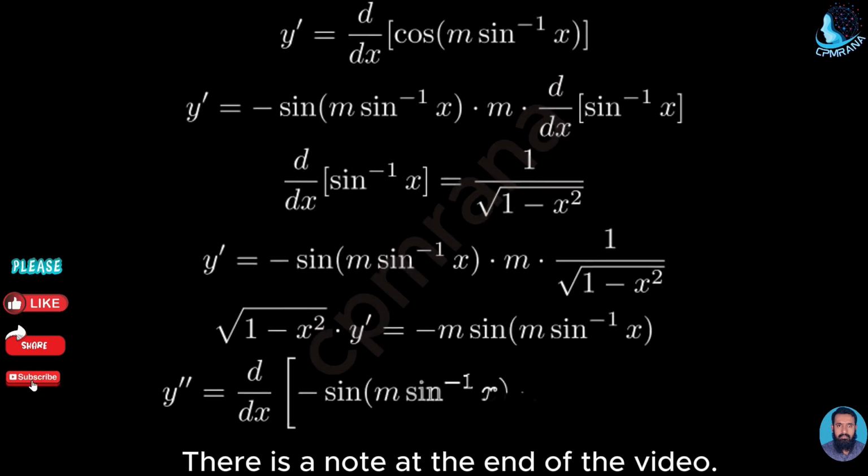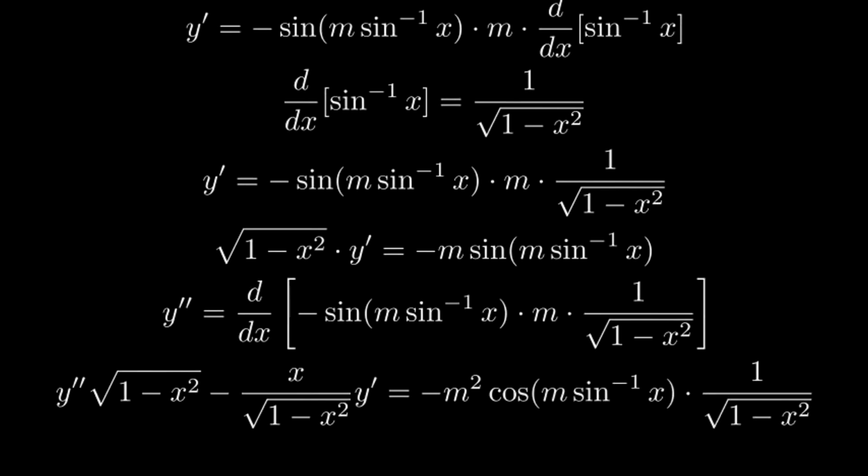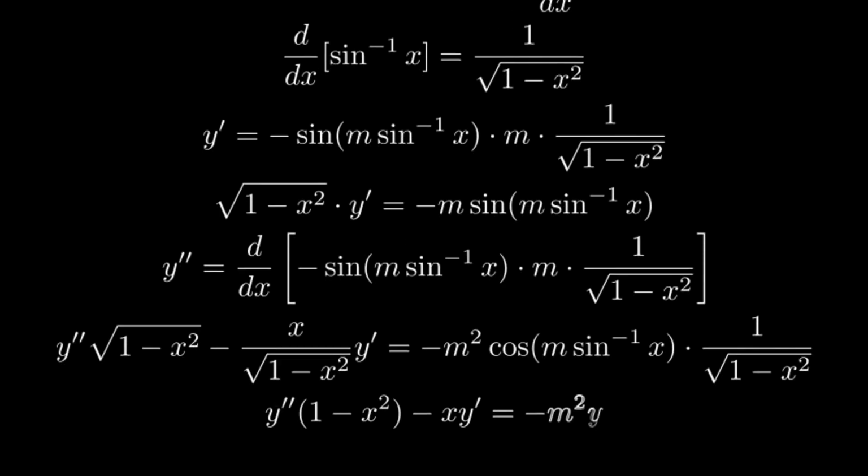When we differentiate y prime, we'll get several terms due to the product rule and chain rule. After differentiating and simplifying, we get this expression for y double prime. Then we multiply both sides by the square root of 1 minus x squared. Finally, we can rearrange this to get our target equation.